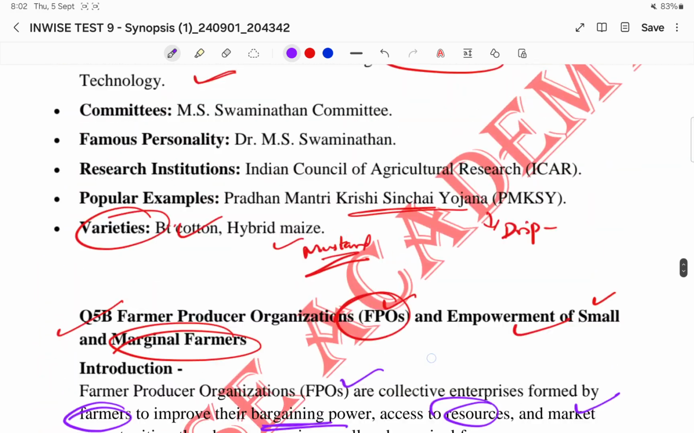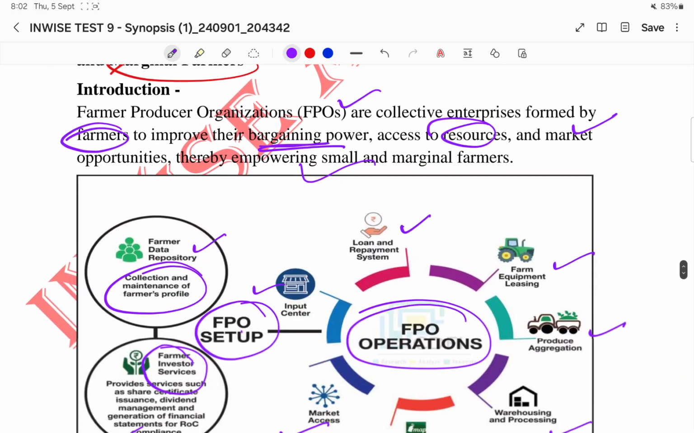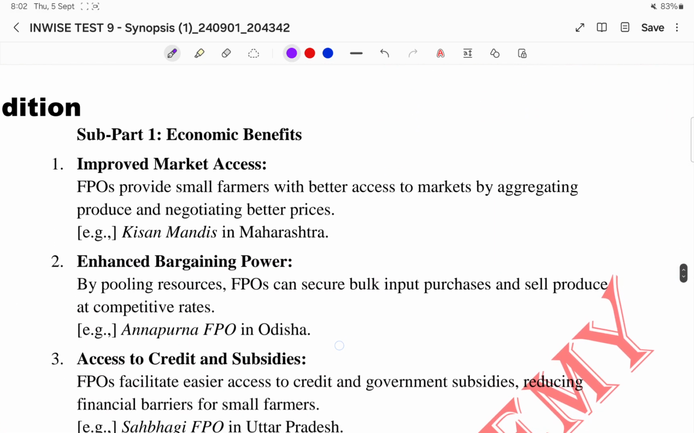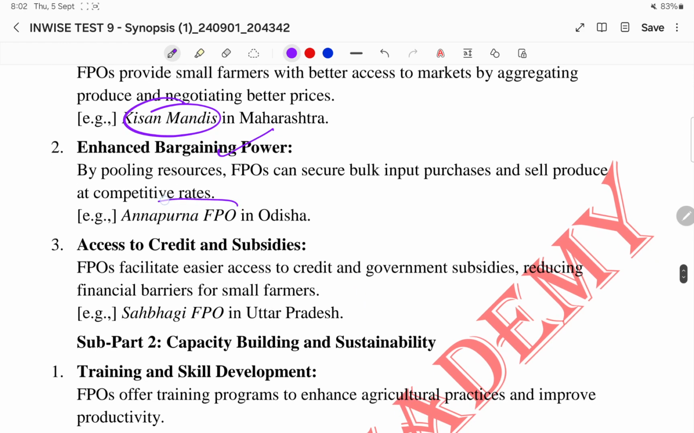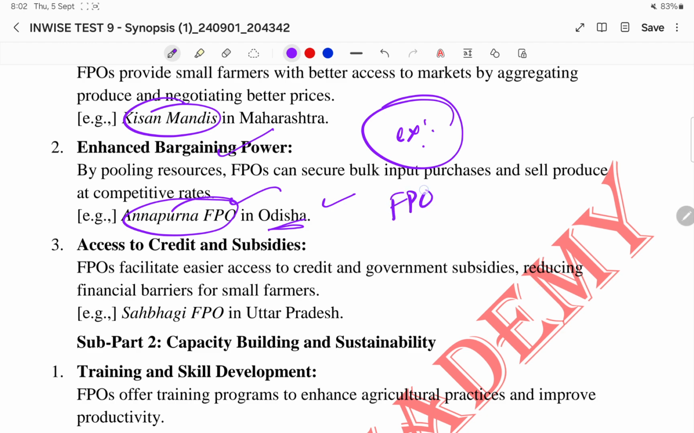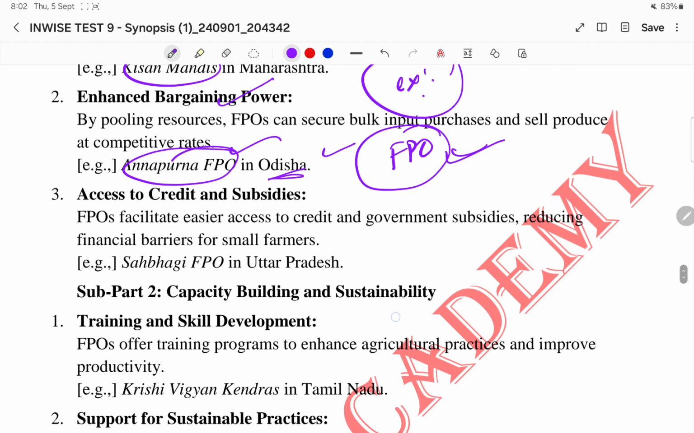So what are they asking? They're asking about small and marginal farmers, right? So the first one is economic benefits like improved market access, Kisan mandis, then enhancing bargaining power like Annapurna FPO in Odisha. Right, you need to give examples. Okay, so what are the specific FPOs? The popular FPOs, not only these names, you can mention any name. You just google it, famous FPOs in the Indian agriculture sector. So you get a list of around 5 to 10 FPOs. Then you can use them in your answer.